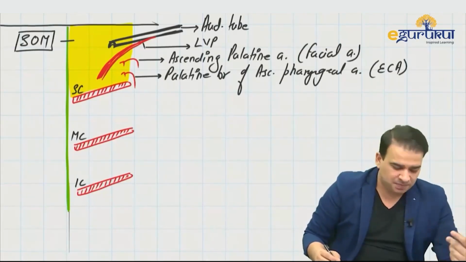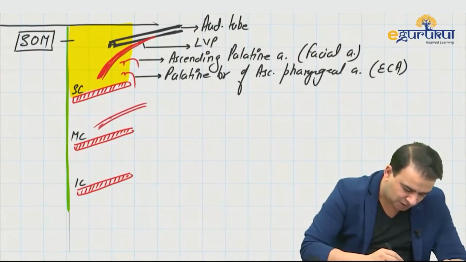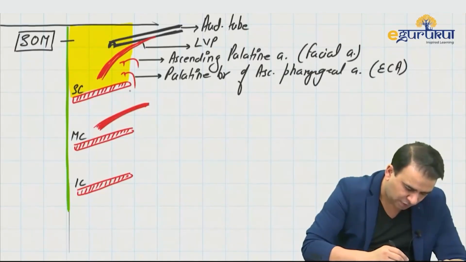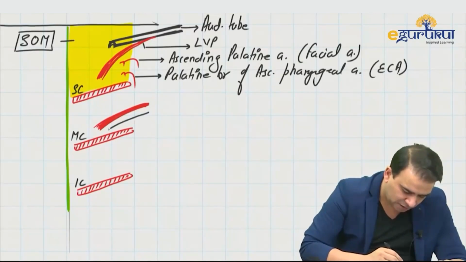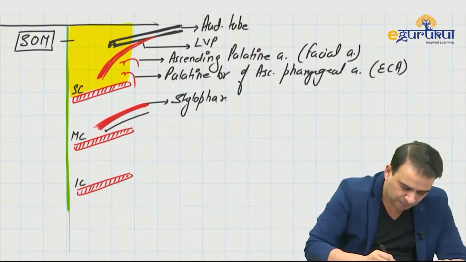The rest of the spaces, you know it. Between superior and middle constrictor, the muscle is what? Stylopharyngeus, coming from the styloid process, and its nerve is the glossopharyngeal nerve.